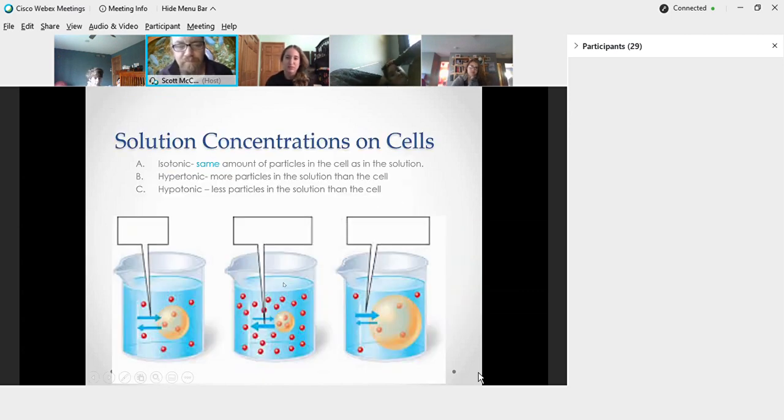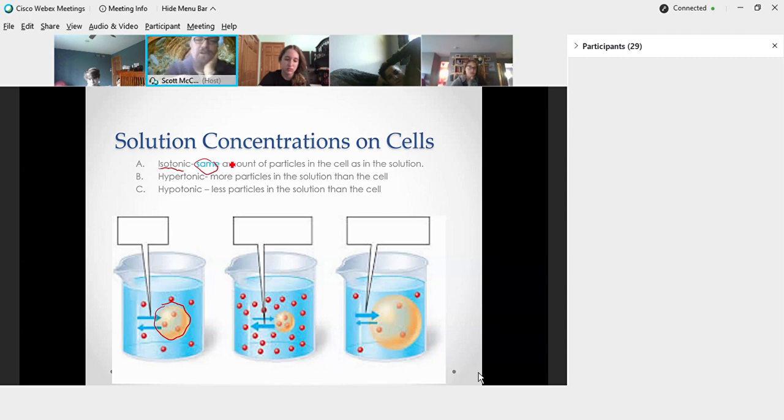Good job. So here's going to be our lab. So let's pretend that we have a cell here. Okay, and now you're looking at amounts, and amounts is fine, but we have to deal with concentration. So in this case, I have a cell in a solution with salt in it. We're just going to use salt or solids, whatever you want to call it. Isotonic. Iso means the same. And it's the same amount of particles in this as in the solution.